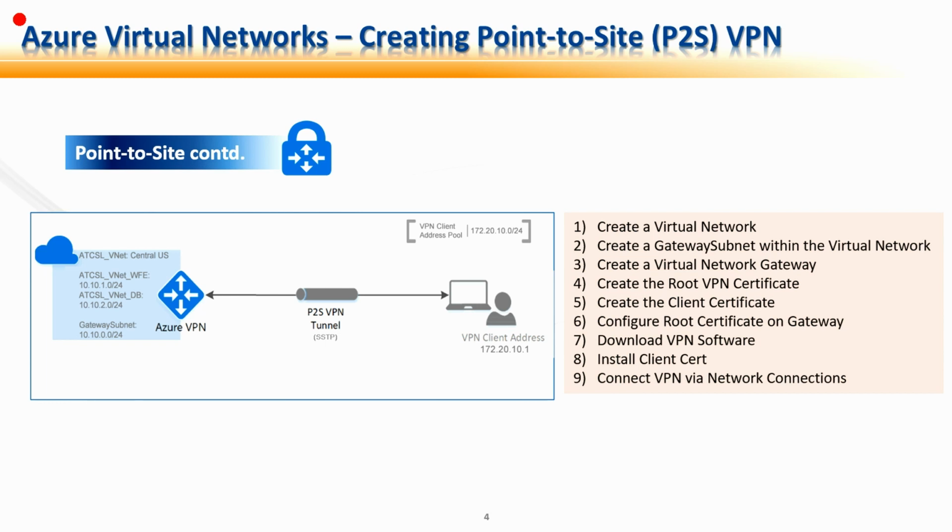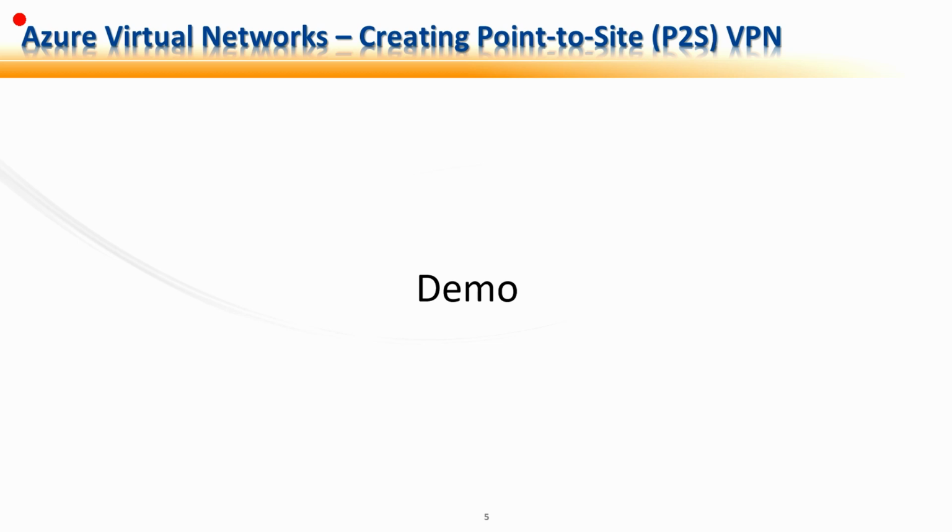One more thing before we jump onto the demo is that for this demo, we are using the point-to-site VPN tunnel using SSTP. And the second thing is that we are creating the certificate using the MakeCert utility. But in a real production scenario, you need to purchase a valid certificate from a certificate authority. Now it's time for us to see the demo of how point-to-site VPN connectivity is created. Let's get started.